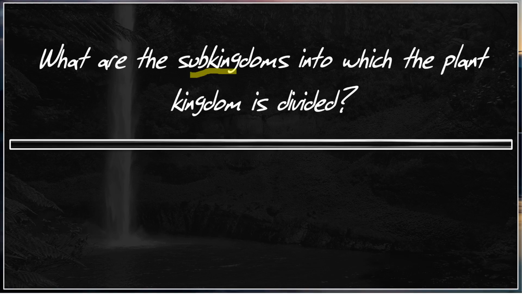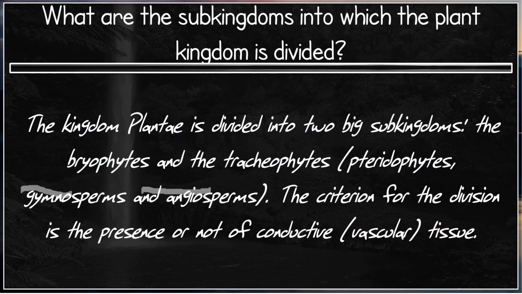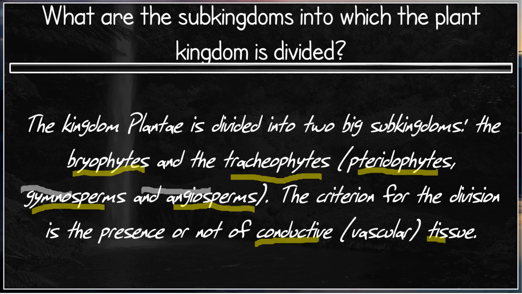What are the subkingdoms into which plant kingdom is divided? The kingdom Plantae is divided into two big subkingdoms, the bryophytes and the tracheophytes. In tracheophytes, we have the pteridophytes, gymnosperms, and angiosperms. The criteria for the division is the presence of the conductive tissues, what we call the vascular tissues.